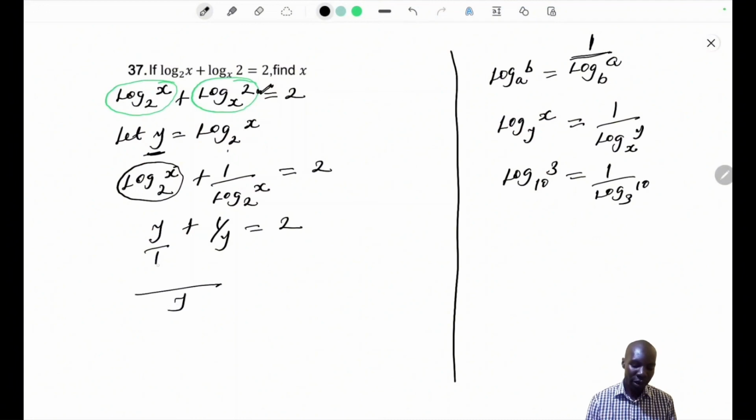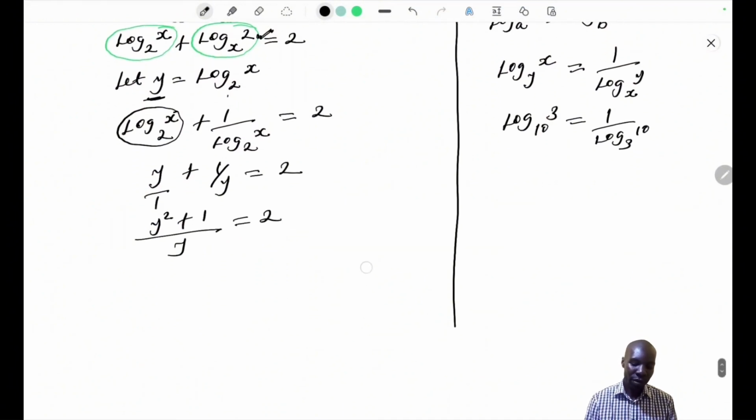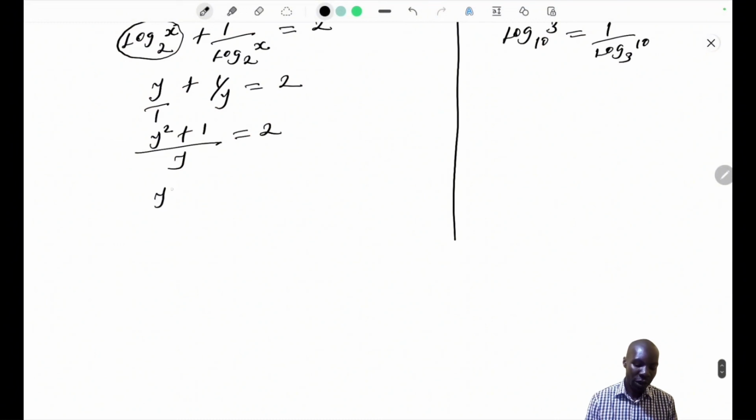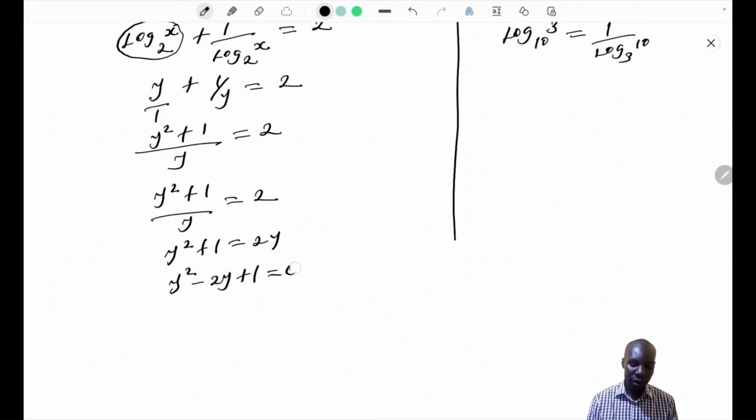LCM is y. 1 goes into y times y, y squared, plus y goes into y 1 times, 1, is equivalent to 2. So we have y squared plus 1 over y equals 2. So y squared plus 1 is equal to 2y through cross multiplication. Collect the like terms, you'll say y squared minus 2y plus 1 is equal to 0.